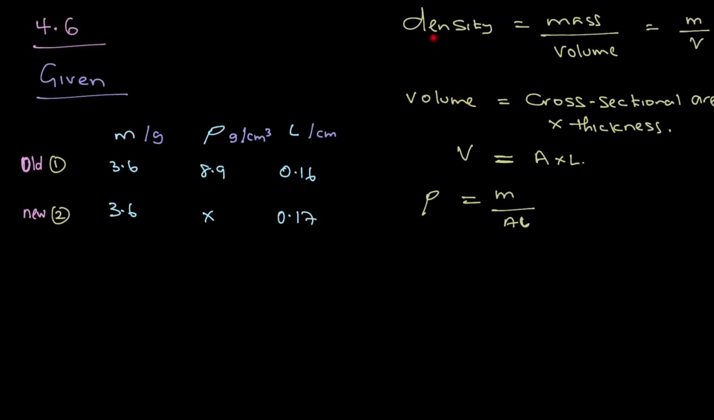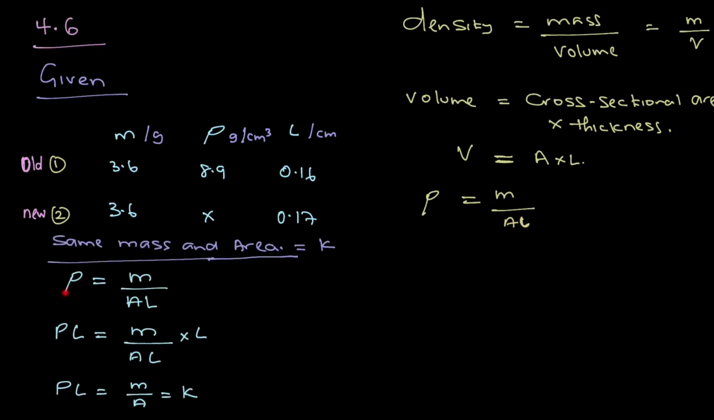Density has a symbol which is rho, but volume is cross-sectional area times the thickness. So volume equals A times L, and I'm calling the thickness L. So rho, which is density, equals mass over volume, and volume is A times L. I multiply both sides by L to get rid of the L, so I get density times L equals mass over area, because the L cancels on the right hand side.